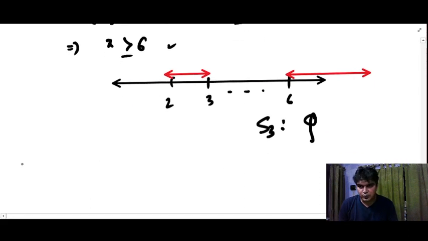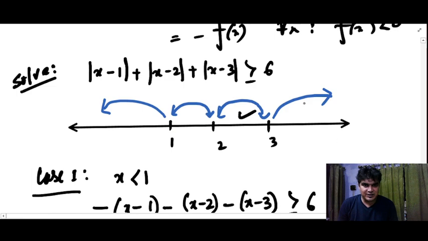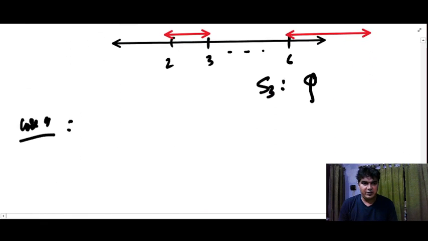Now case 4, our last case. Case 4 is when the value of x is greater than or equal to 3. That would be our last case, right? So here the value of x is greater than or equal to 3.